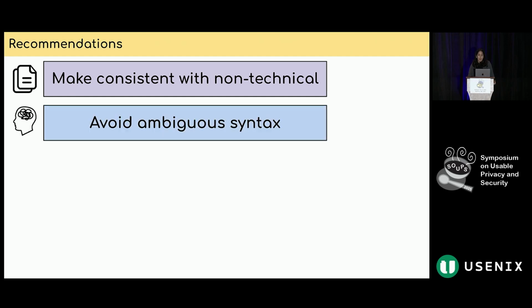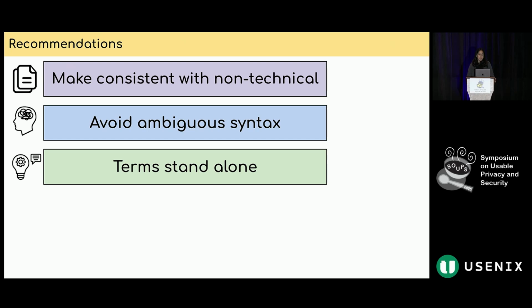Secondly, privacy labels should avoid ambiguous terms and terms that have ambiguous syntax. For example, with the other terms that we just talked about, a term like other app performance data is often misconstrued as the performance data of other apps, just as a result of the way it's framed. So simply replacing this with app performance data, parentheses other, would really help alleviate that confusion.